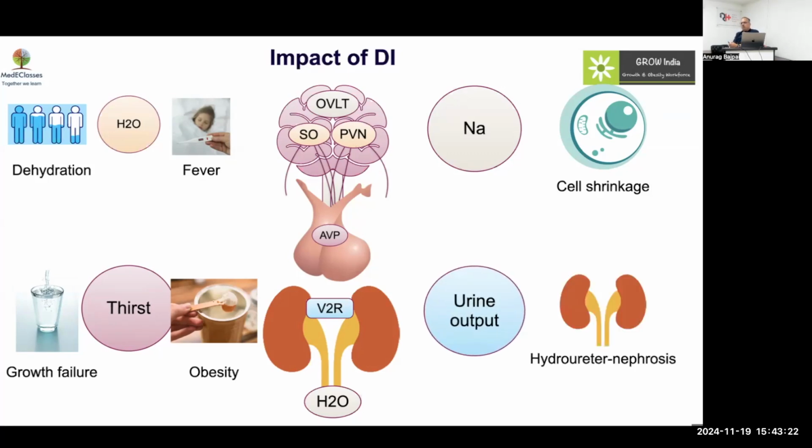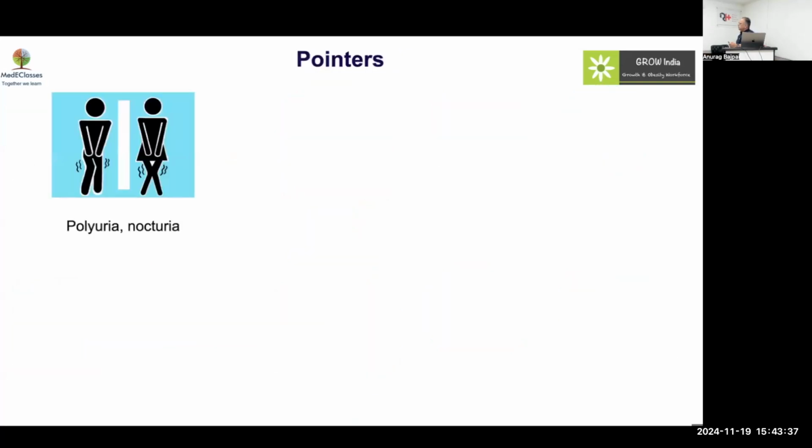If you have long-standing polyuria, you may develop hydroureteronephrosis. In areas where the fluoride content, or let's say any toxicity, is more in water, you will develop fluorosis because you're drinking so much water. This is something which is important. So pointers, of course, are polyuria, but polyuria is a very, very common complaint.